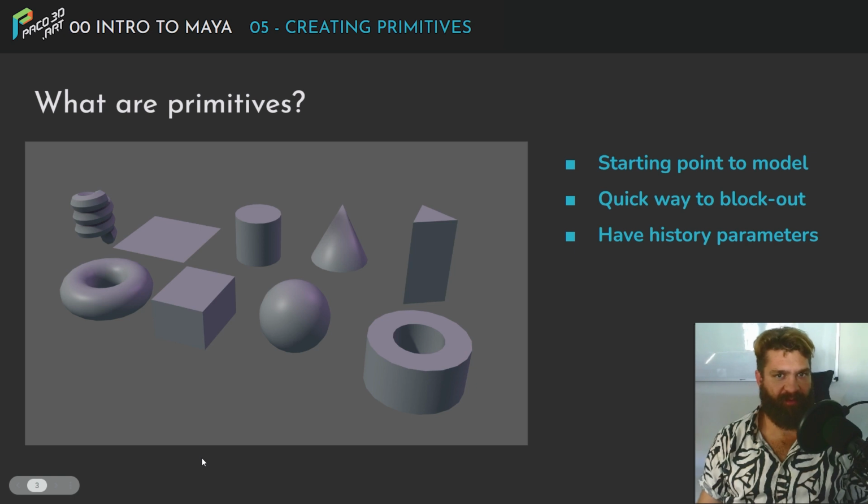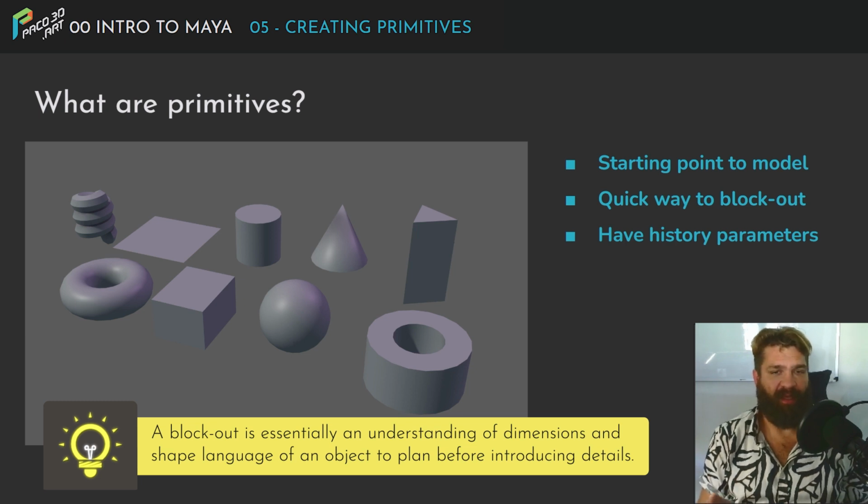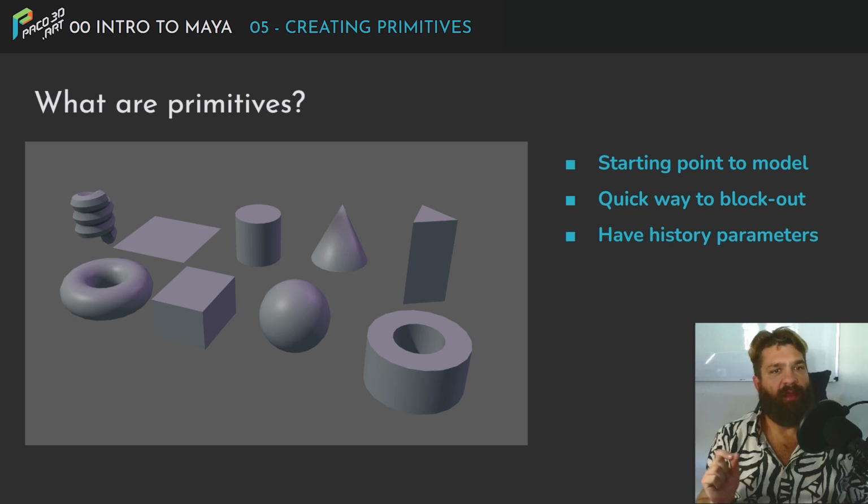So what are primitives? Primitives are essentially a starting point for doing a little bit of a block-out for a model. Say that you wanted to make a chest, you might start with a box, or if you're doing a glass, you might start with a cylinder, or if you're doing a donut, you might start with a torus. It's essentially a base object that you're going to start with in order to make some edits as well. But what's great about primitives is that you have the option to tweak and change them slightly before you start modifying the object.